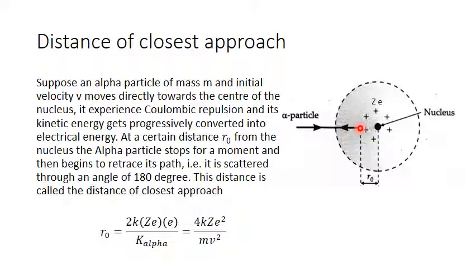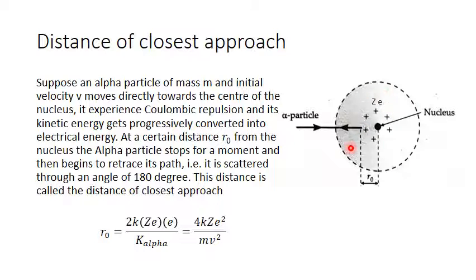Now, this point at which the alpha particle's motion becomes completely nil, we will measure this distance. As you can see, this distance is denoted as r naught, and this distance is called the distance of the closest approach. How close the alpha particle can get to the nucleus of this atom.